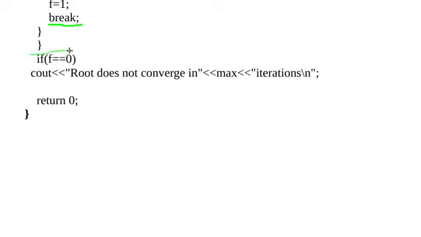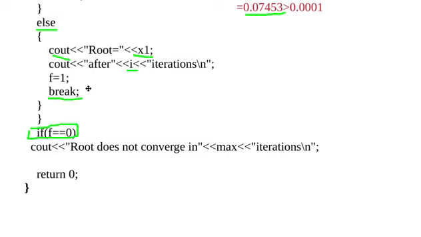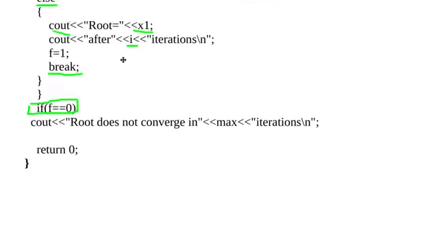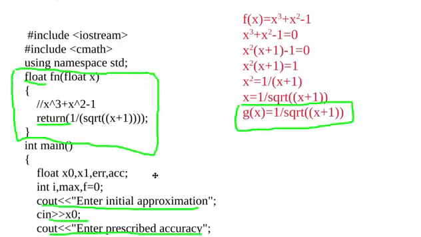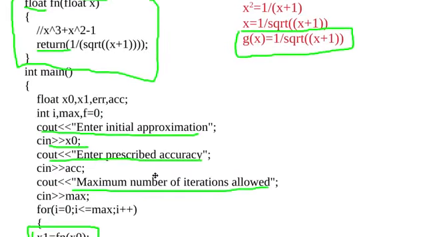For that only I am taking this f value. So if f value is not changed to 1, that is f has the initial value only, it means control doesn't reach this else part. That means I didn't get the correct solution. So I am putting the prompt that root does not converge and return 0. Stop. It reached the end of your program. Hope you have understood the problem as well as the program.